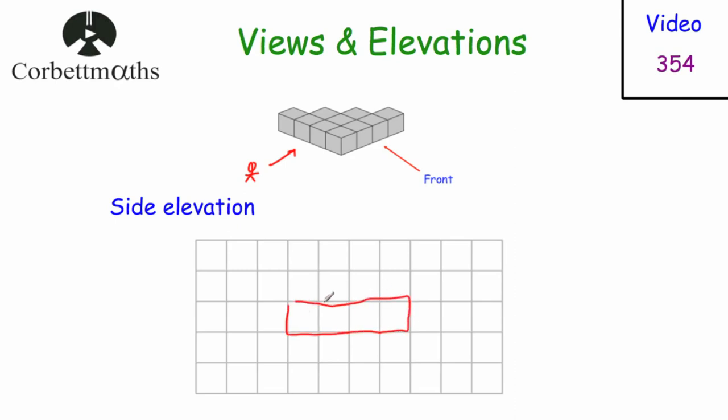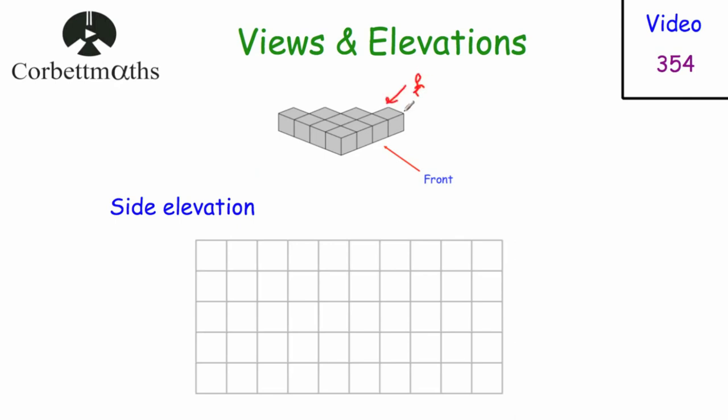And I would draw it like that, but you could put the lines in if you wanted to, going down. You might see where the blocks join, so some people would draw the lines in. But I would just draw it like that. Alternatively, I could draw it from the other side. So I could be standing over here, and I could be looking at it from this side here.